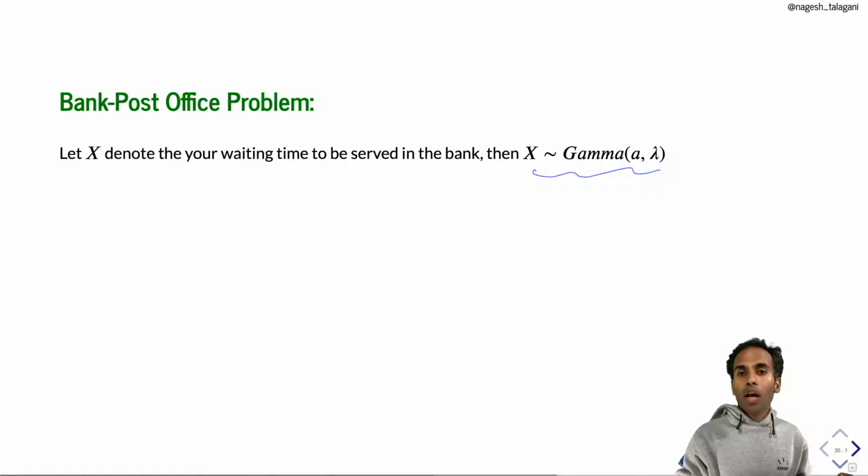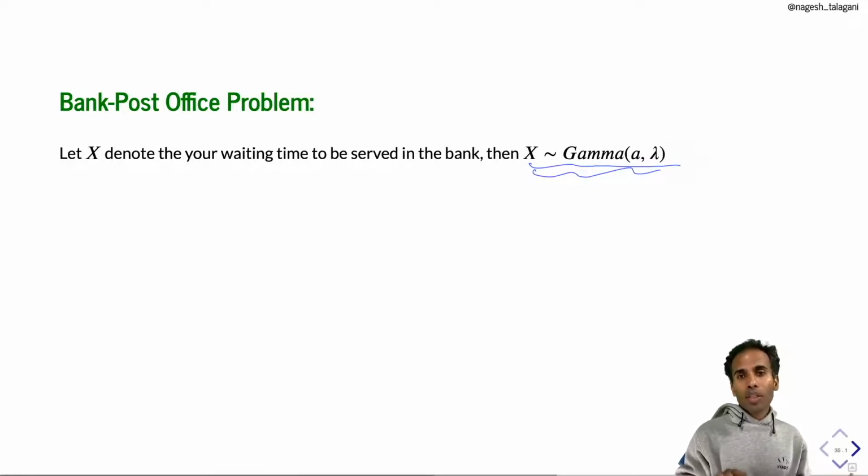Okay, and your waiting time is going to be the time taken to serve the a-th customer, which is going to follow the Erlang distribution with the parameters a comma lambda. And we know that the Erlang distribution is a special case of the gamma distribution. So let me say that X follows the gamma distribution with the parameters a comma lambda.